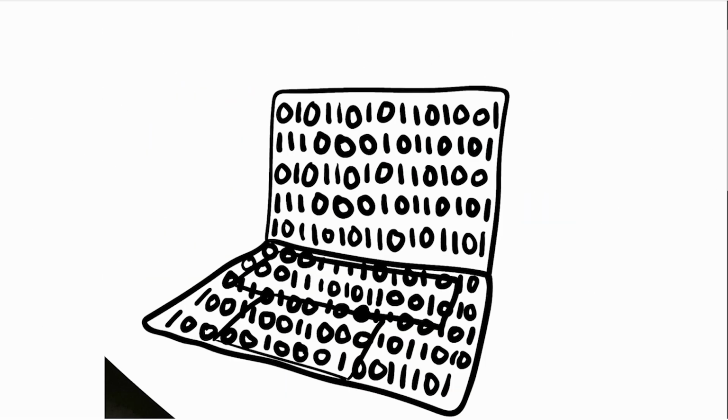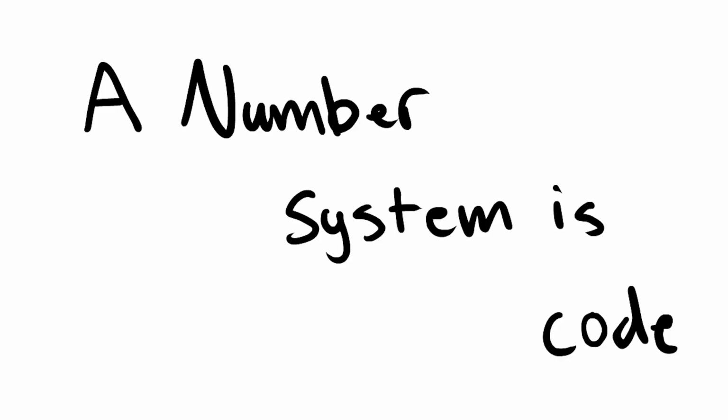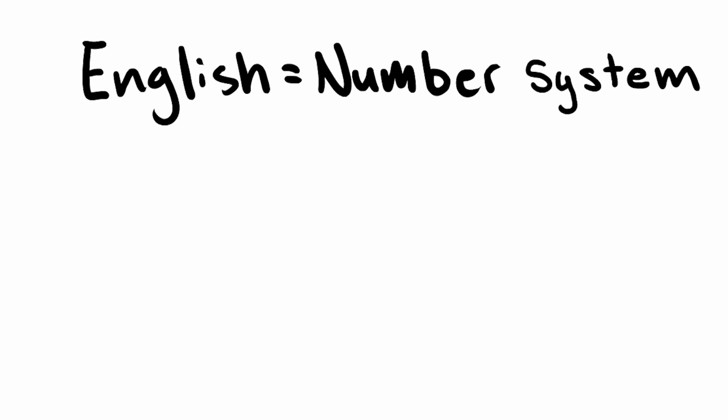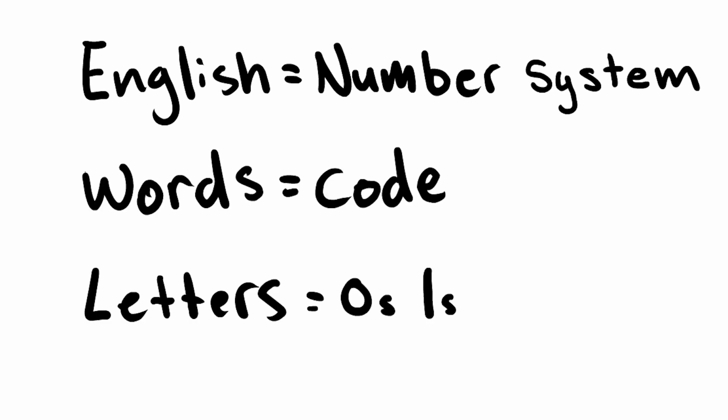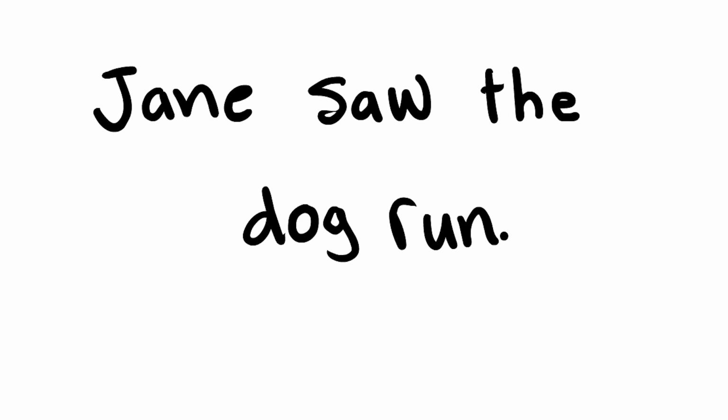Essentially, all digital computers are made up of zeros and ones, binary. Remember how I said a number system is code? Well, think of the number system as English, the code is words, and the zeros and ones as letters. We need multiple words in order to make a comprehensible sentence.